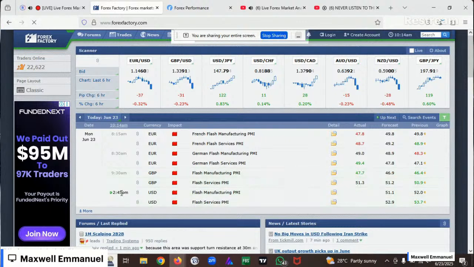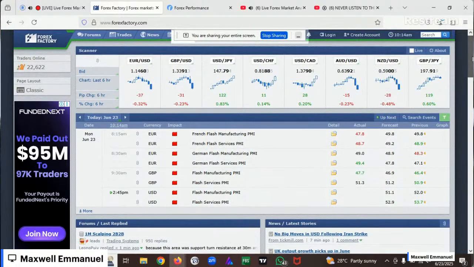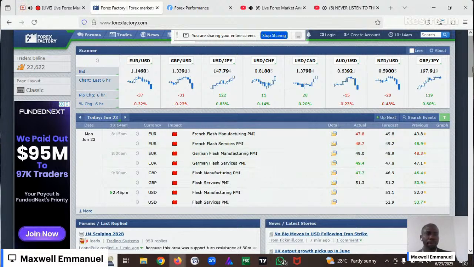Then by 2:45 p.m. Nigerian time, we are expecting flash manufacturing PMI and flash services PMI for the United States. So if you're considering trading USD pairs, you could wait for this news to be released before you trade. If you're executing a trade before this news is released, you just have to be conservative. Don't go all in if you're executing a trade before the major news release.